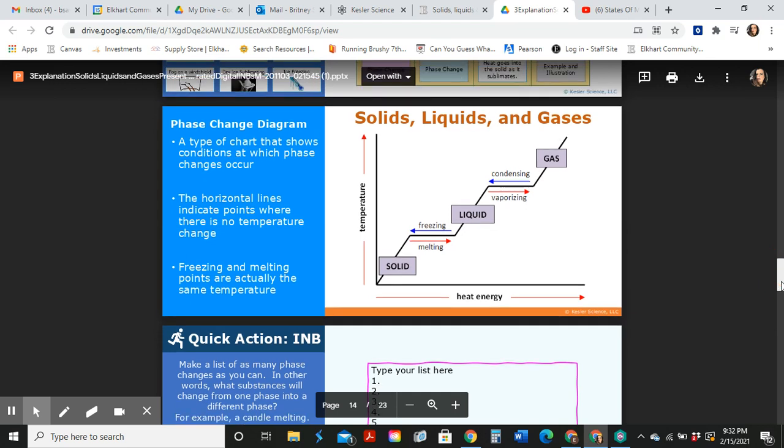A phase change diagram is a type of chart that shows conditions at which phase change occurs. The horizontal lines indicate points where there is no temperature change. Freezing and melting points are actually the same temperature.